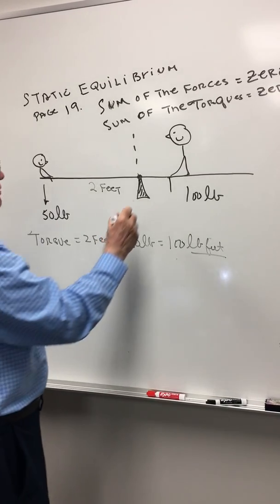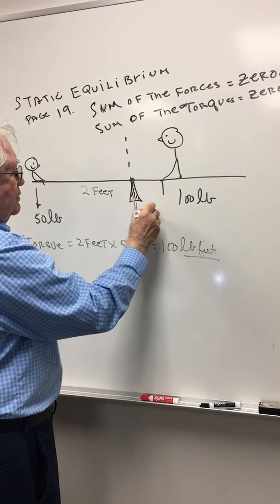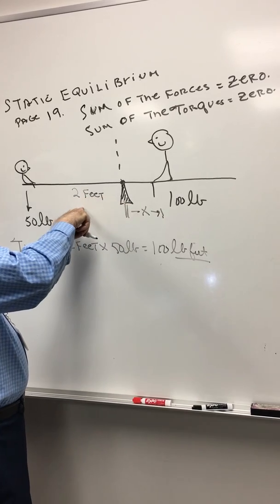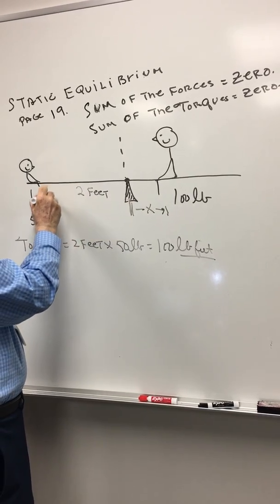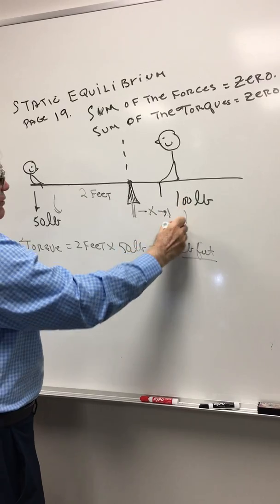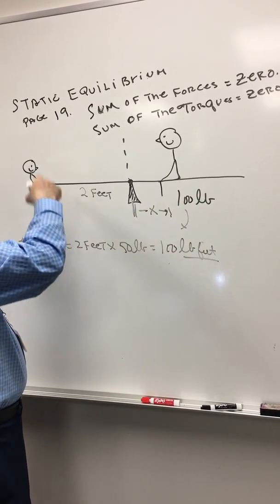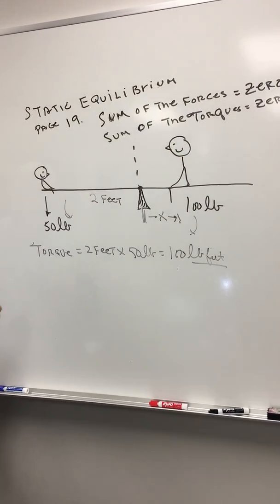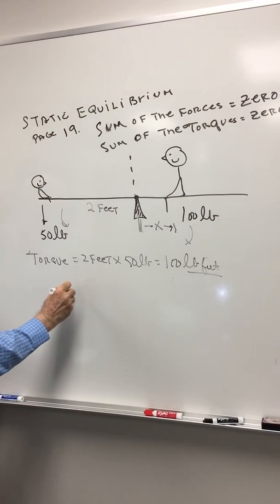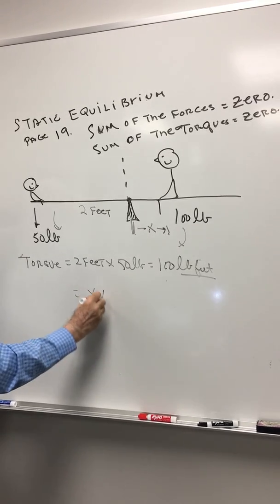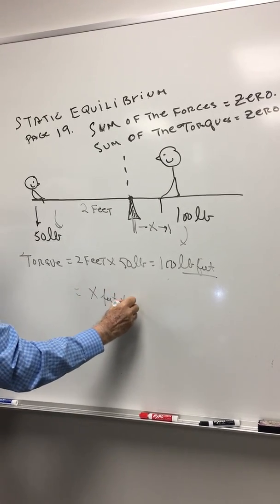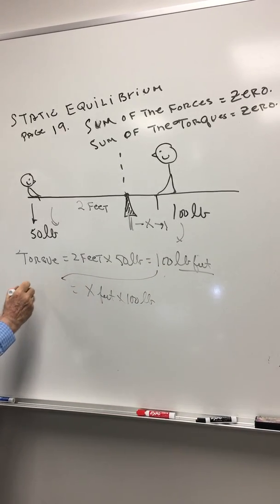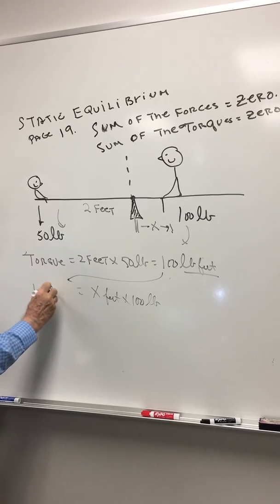So she moves in a certain distance, let's call it X. Her rotation has to balance out the rotation of the child. He's going to cause a rotation which goes this way, and mom causes a rotation going that way. Her rotation will be clockwise, and the child's rotation is counterclockwise. So in this case, her torque would be X feet times 100 pounds, and that has to be equal to the child's torque, which is 100 pound-feet.